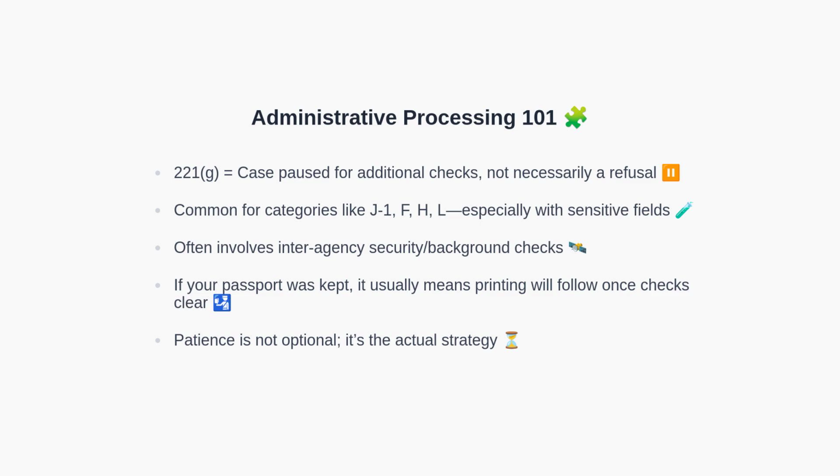Let's clarify what 221G means. When you receive a 221G slip, your case is paused for further review. This is not a final refusal. It's especially common for categories like the J1 exchange visitor visa and other categories where applicants may work in sensitive or technical fields. The delay is most often due to interagency security and background checks. If the officer retained your passport and did not ask for additional documents, it usually indicates that once checks clear, your visa can be printed without you taking further action. Therefore, patience is not just recommended. It is the core strategy during this stage.